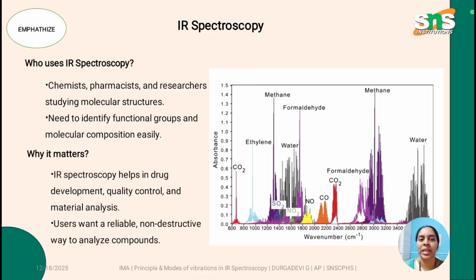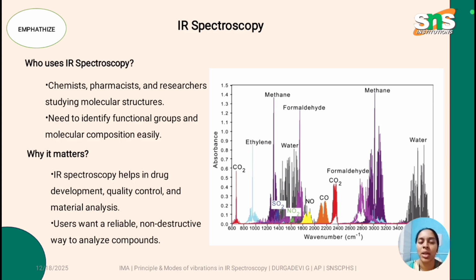It is used to identify functional groups and molecular composition easily, and why it matters is because it helps in drug development, quality control and material analysis. Users want a reliable and non-destructive way to analyze compounds. So IR spectroscopy is basically used to analyze compounds, especially their functional groups.